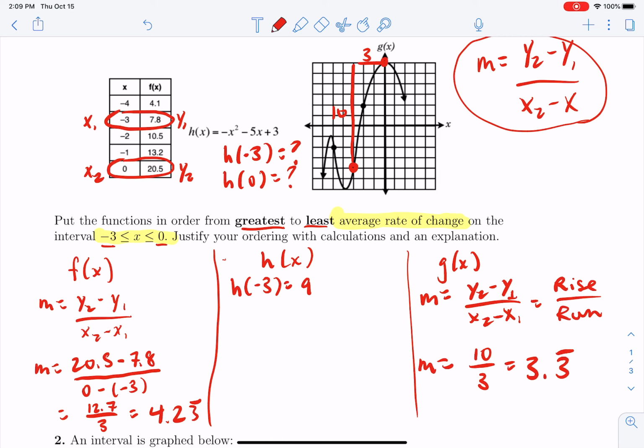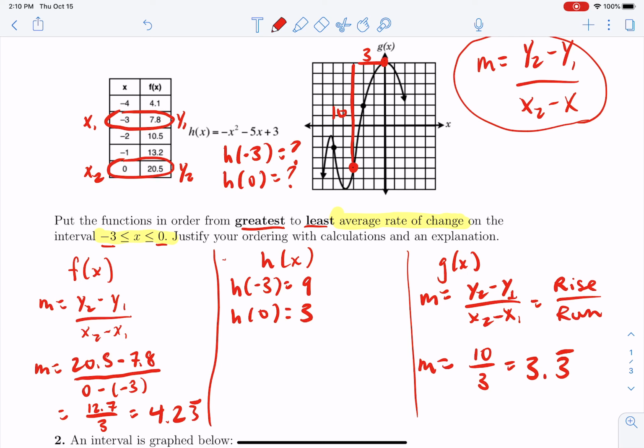And now h of 0. All right, so h of 0, I'm going to plug in 0, but 0 makes it really easy. So 0 squared is 0, and minus 5 times 0 is 0, too, so I'm just left with 3. Okay, again, I'm going to erase my work because I don't want to run out of space.